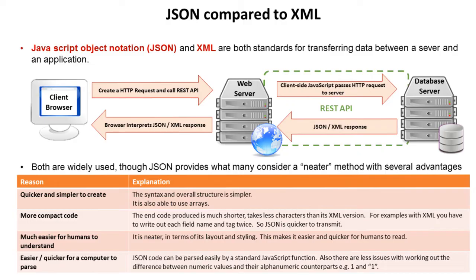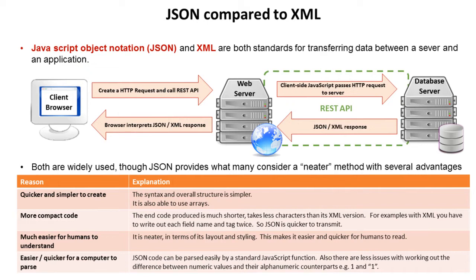And there's several advantages of JSON over XML you should probably be aware of for the exam. First of all, it's quicker and simpler to create, and we're going to show you some examples on the next slide. The syntax and the overall structure of JSON is much more simple. It can also use arrays. It produces more compact code. The actual end code produced is shorter. It takes up physically fewer characters than the same XML version.